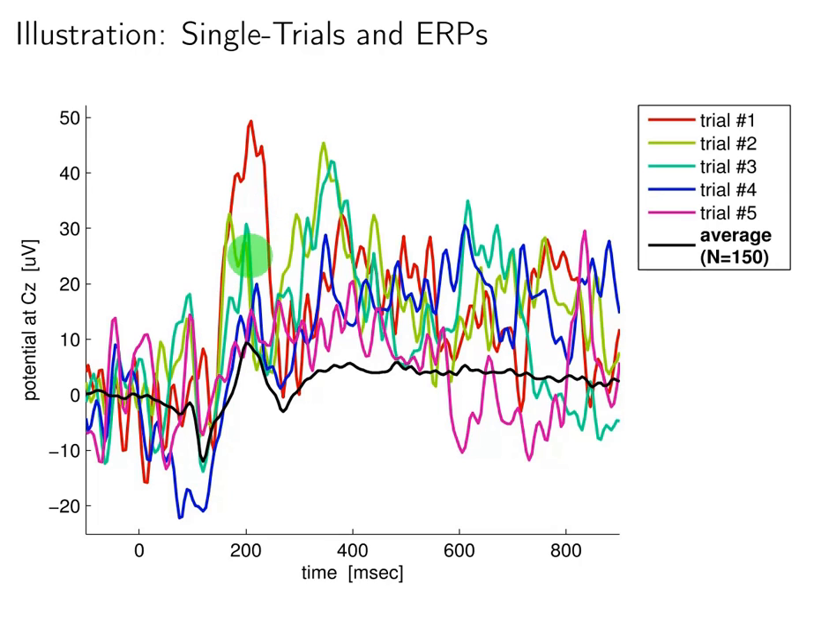There seems to be a very big inter-trial variability, but the average ERP tries to capture the common deflection or changes in the data across all 150 examples.